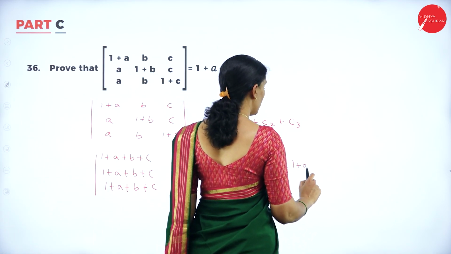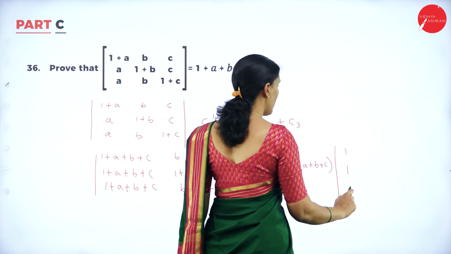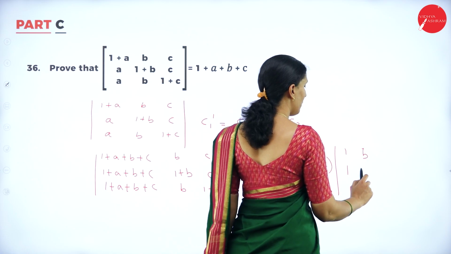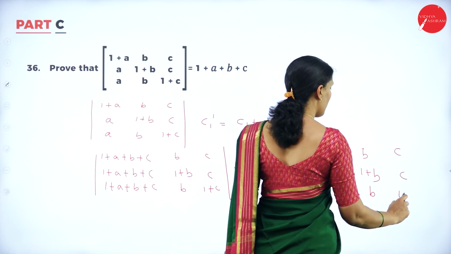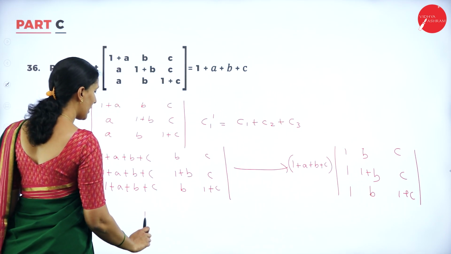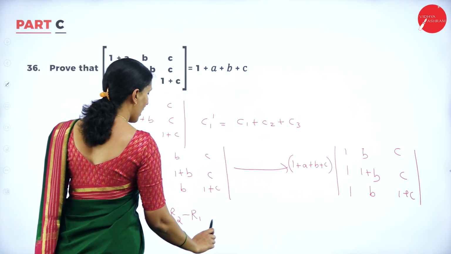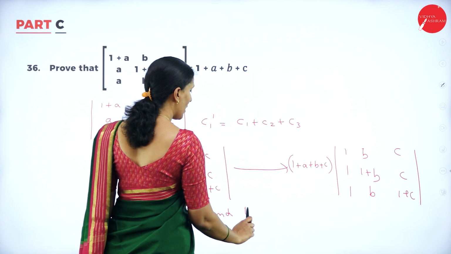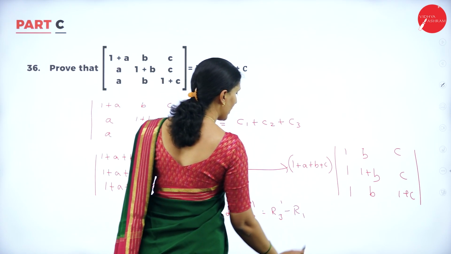Then I will get 1, 1, 1 here. Next we will get b, 1 plus b, b, and here we will get c, 1 plus c. Next we can perform a row operation, that is, I can take R2 dash as R2 minus R1 and R3 dash as R3 minus R1.